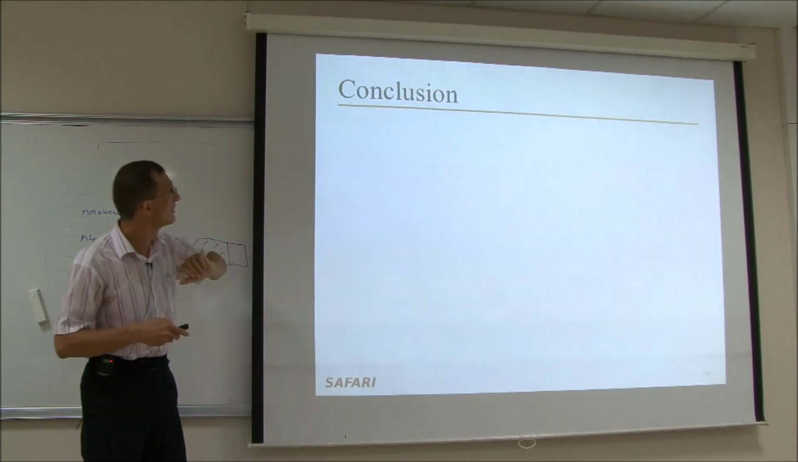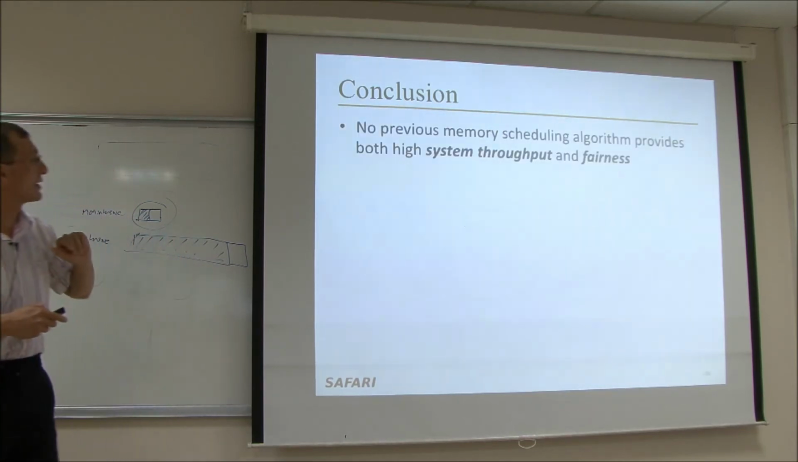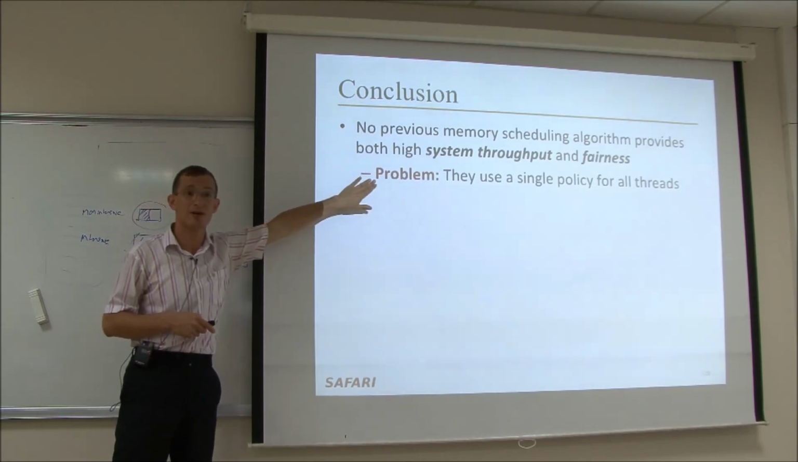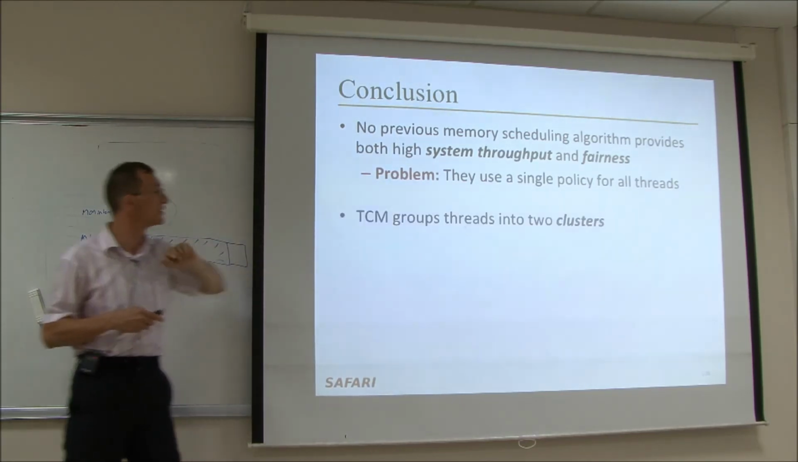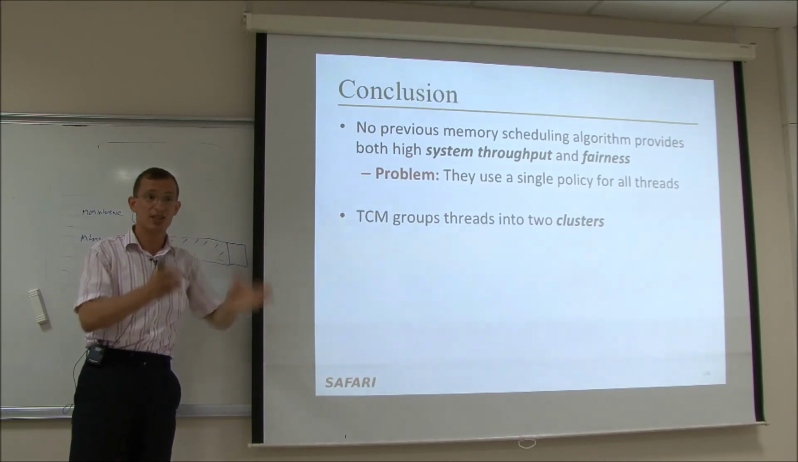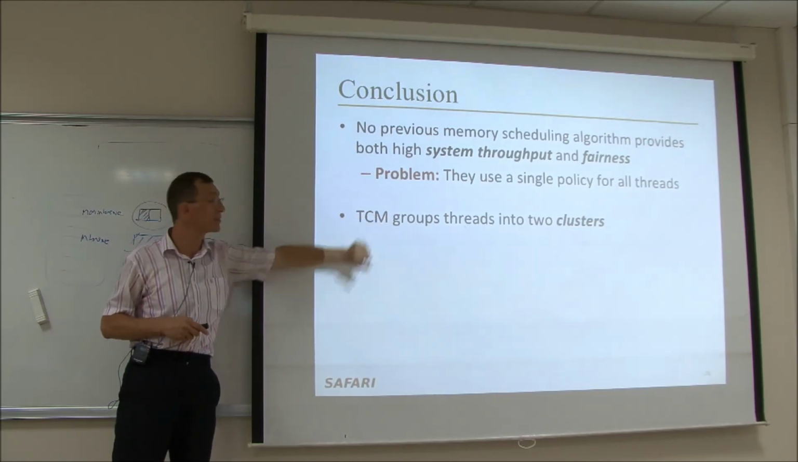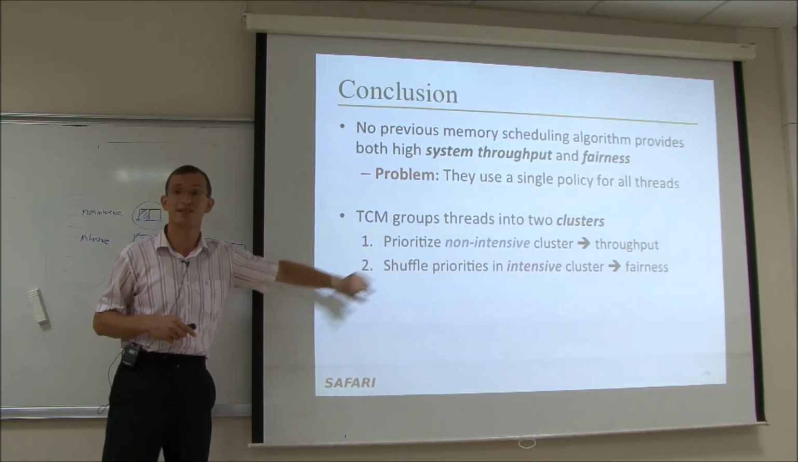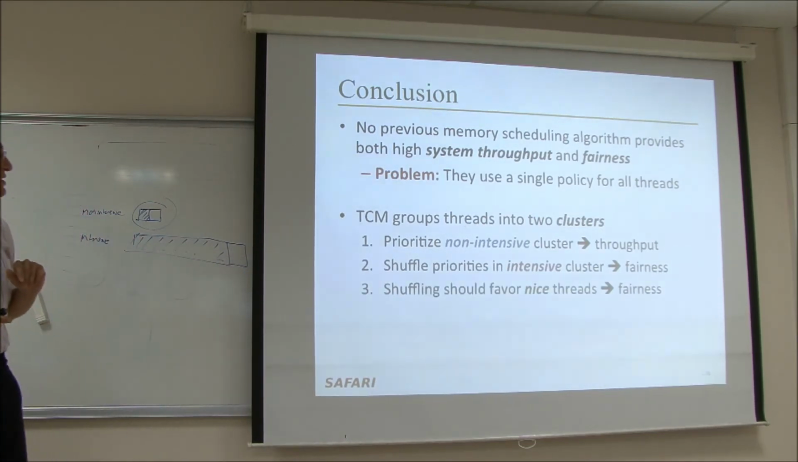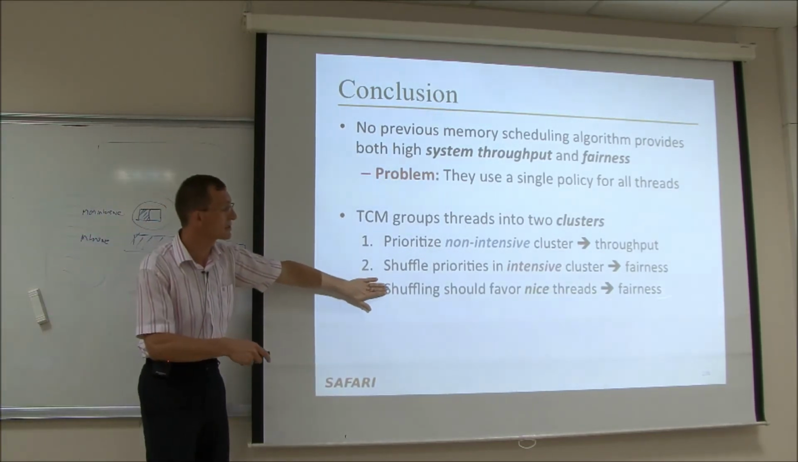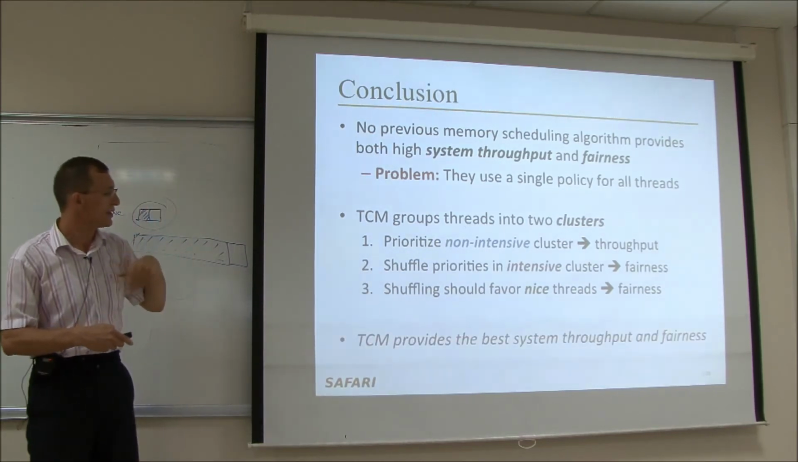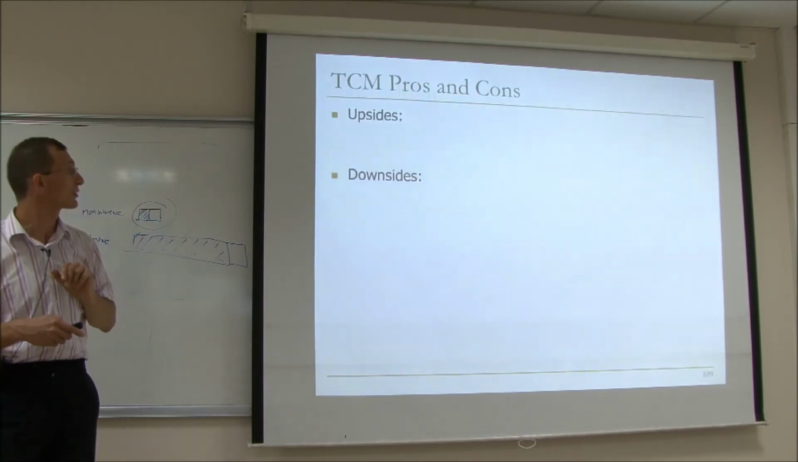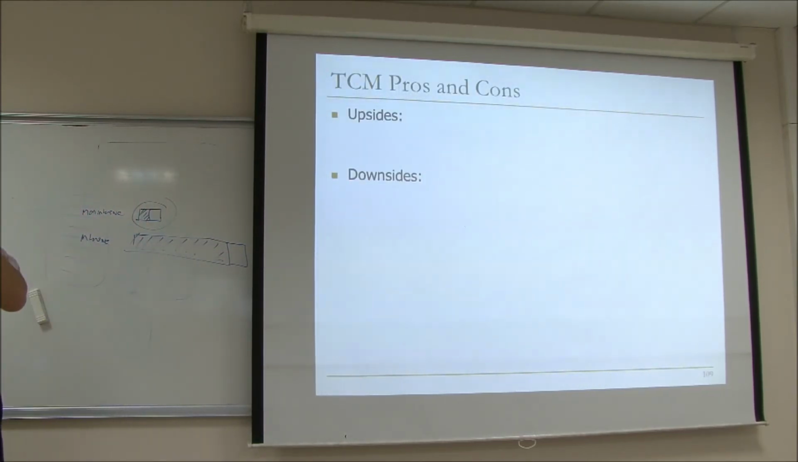So to conclude, no previous memory scheduling algorithm provides both high system throughput and fairness because the problem was they use a single policy for all threads. Thread cluster memory scheduling is a heterogeneous scheduling policy that groups threads into two clusters. It prioritizes the non-intensive cluster over the other to maximize throughput, and shuffles priorities in the intensive cluster to maximize fairness. And shuffling favors nice threads. Again, this improves fairness even more. As a result of this heterogeneity, it provides the best system throughput and fairness, at least for those workloads that are studied. So I'll finish this and then take a break, but I'll take questions also before that.